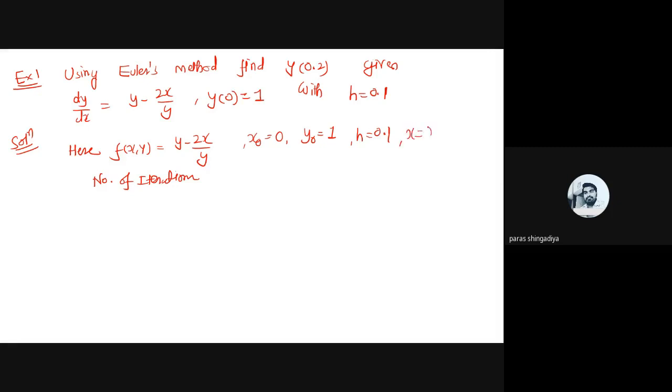Okay, and the value of x here is 0.2. You have to derive this, okay? So number of iterations is equal to (x minus x0) upon h, and that will be (0.2 minus 0) divided by 0.1, and that is equal to 2. Means you have to predict 2 iterations. Okay, how many iterations do you have to derive? 2 iterations, y1 and y2.